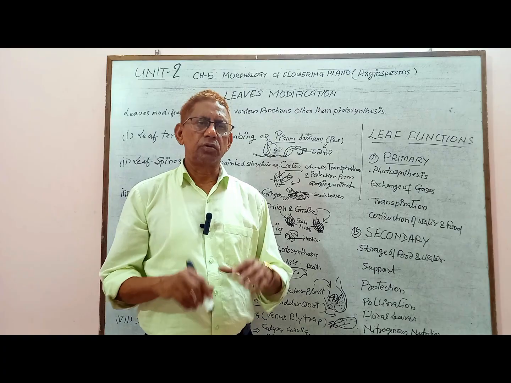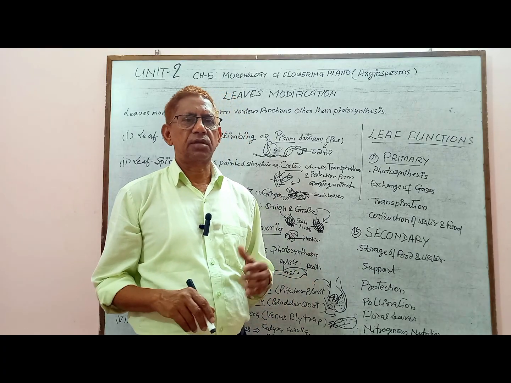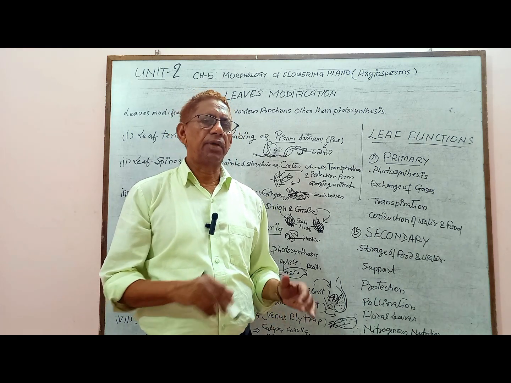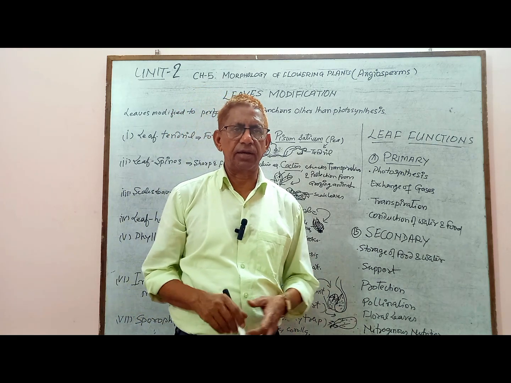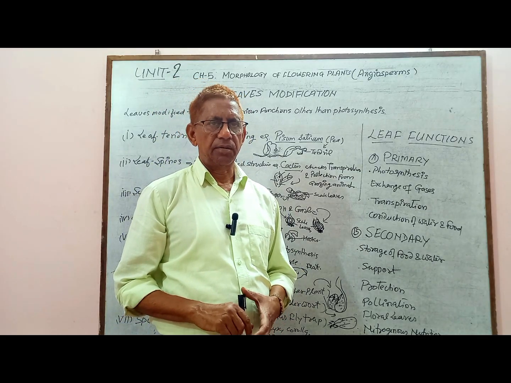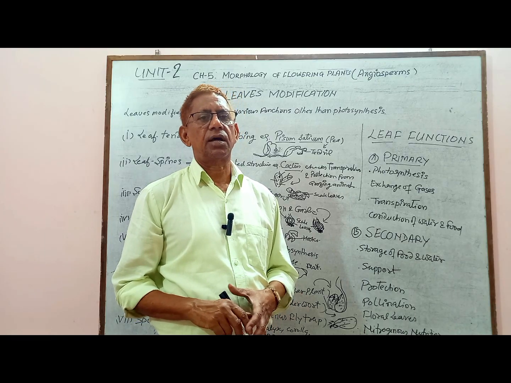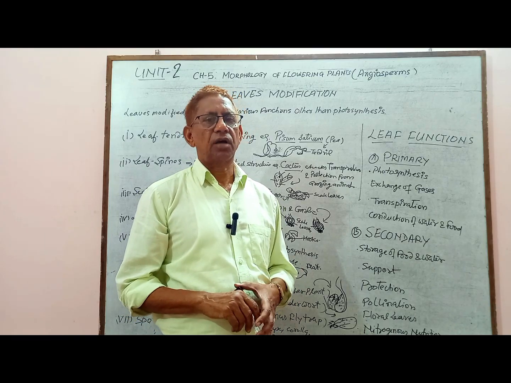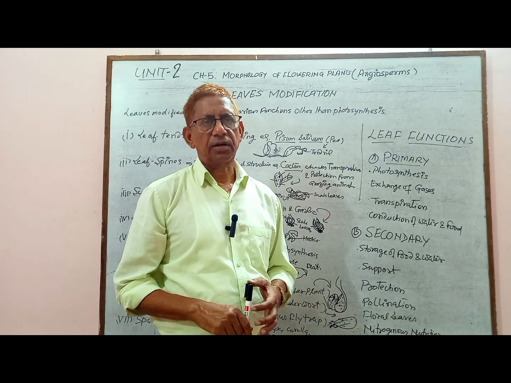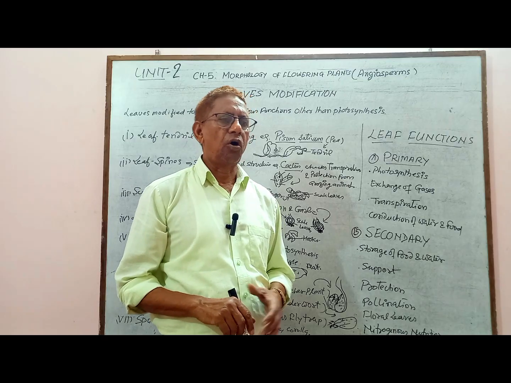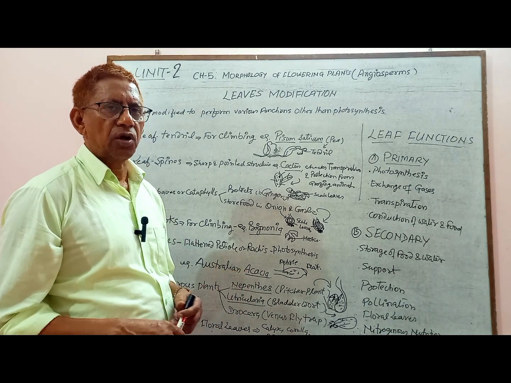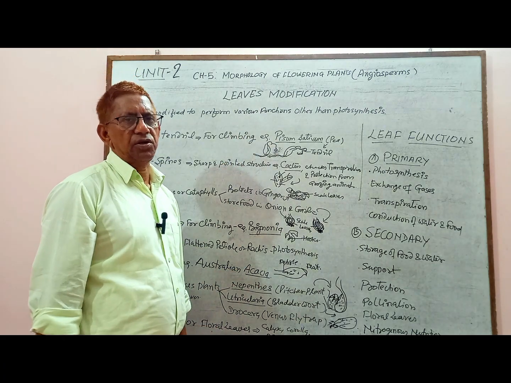So keeping in view the structure of the leaf, we discussed the simple leaf and then the compound leaf, and then the arrangement, how they are arranged in different ways. No doubt the most important function of the leaves is photosynthesis. But other than photosynthesis, there are some other functions also which are very useful for the survival of the plants. So in continuation of the previous lecture, I want to highlight some points on leaf modification.